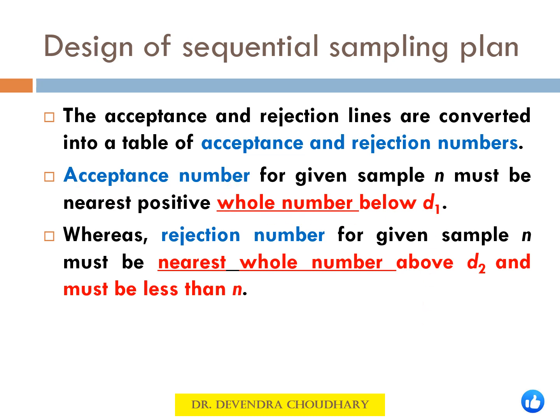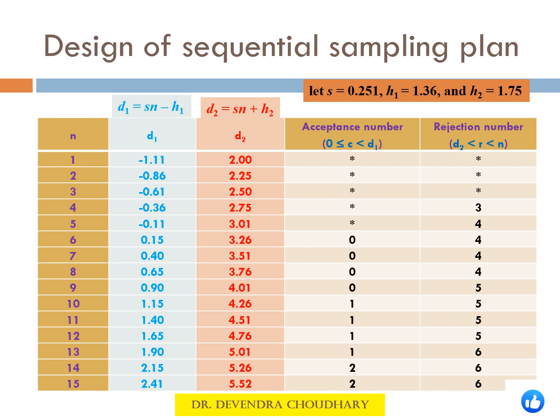So let's discuss how we can do this. Let's take an example where S is 0.251, H1 is 1.36 and H2 equals 1.75. These are arbitrary values we have taken to explain how we can convert this acceptance line and rejection line into acceptance number and rejection number.